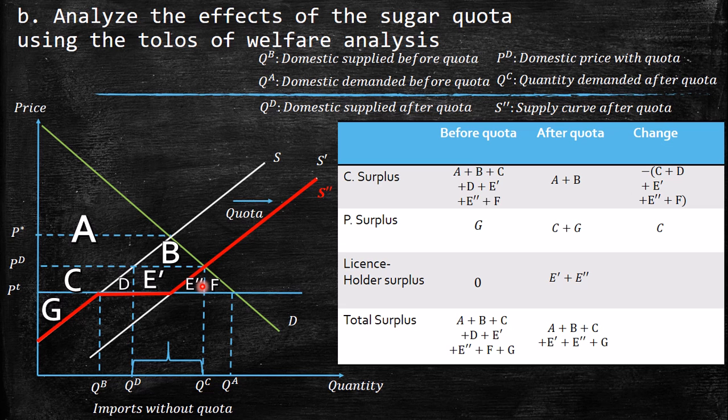So here we have producer surplus, they are better off by C, and the license holder surplus is going to be E prime plus E2 prime. So as a conclusion, you see here how the total surplus would be less by D and F, which is the consequence of a quota, the dead weight loss. So in total, they are worse off.